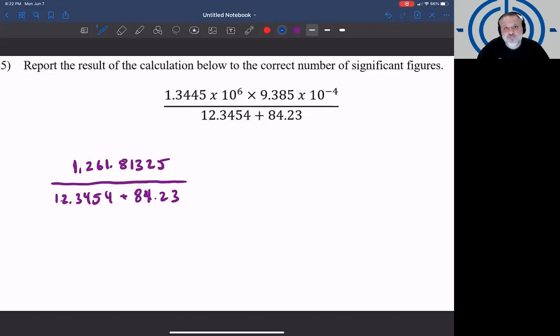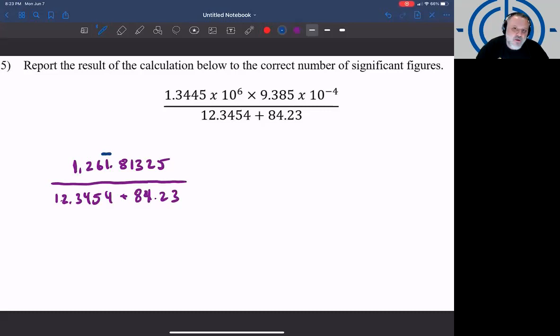The operation was multiplication. And the rule for multiplication and division is report your answer to the least number of significant figures that whatever number was in the calculation has. So the first number, 1.3445, has 1, 2, 3, 4, 5 sig figs. The other one, 9.385 times 10 to the negative 4th, has 4 sig figs. So I would report my answer to 4 significant digits, 1, 2, 6, 1.